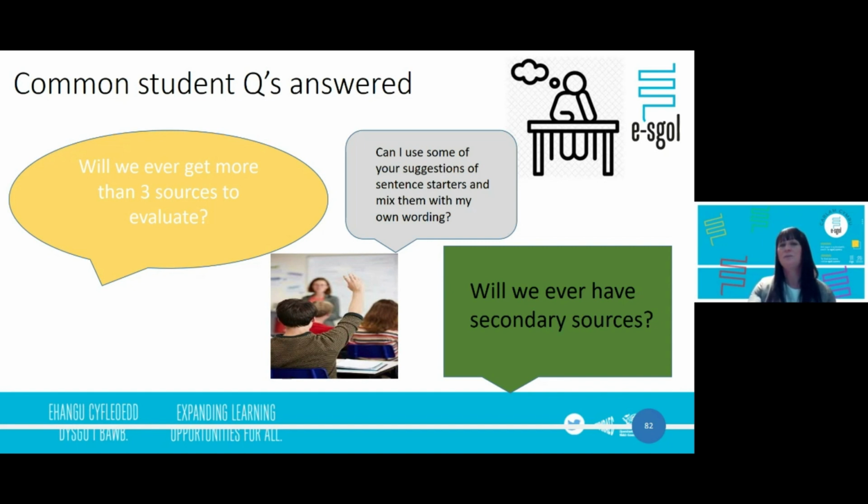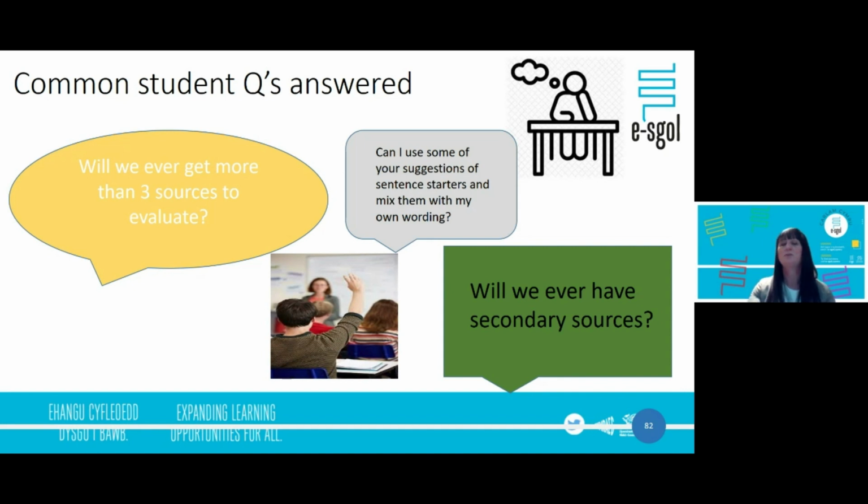Can I use some of your suggestions of sentence starters and mix them with my own wording? Absolutely. OK, that's what they're there for. They are to be used by you to develop them into better, longer, more detailed, but they're a starting point. Will we ever have secondary sources?